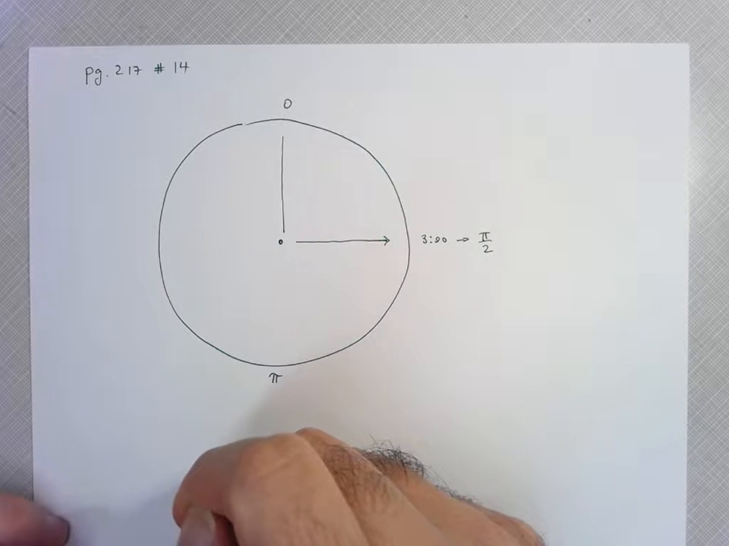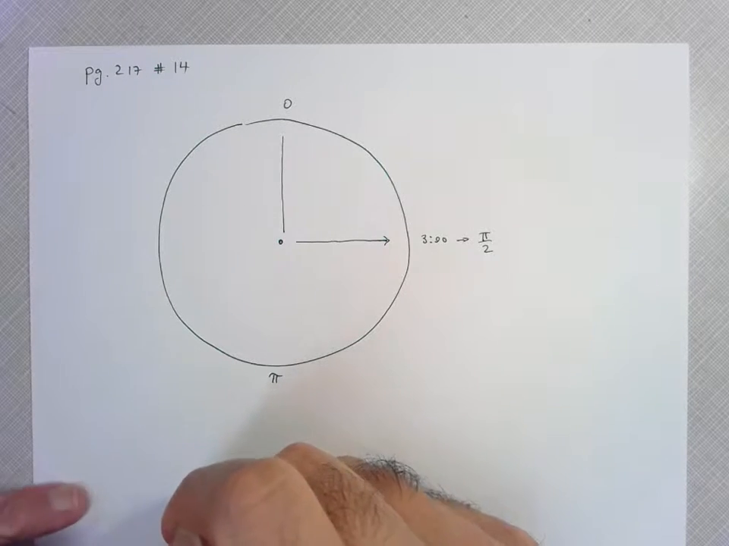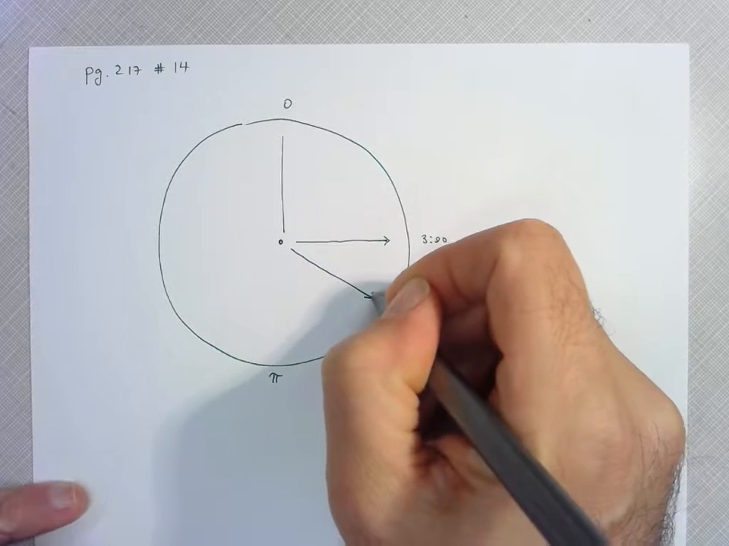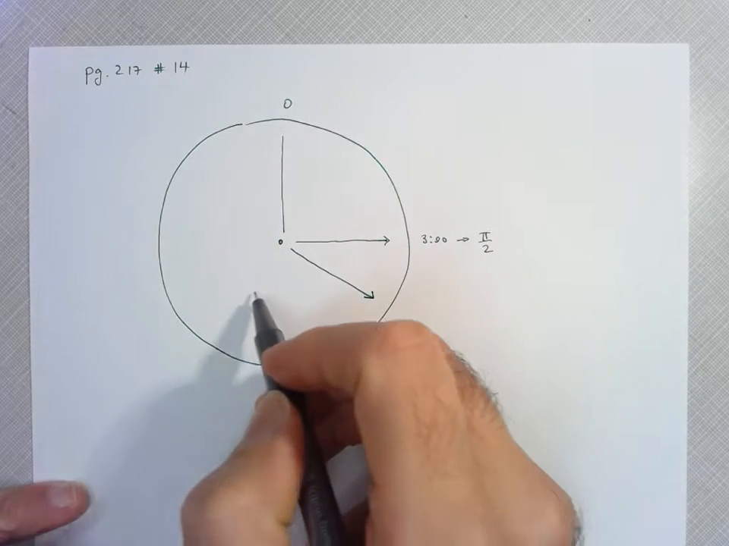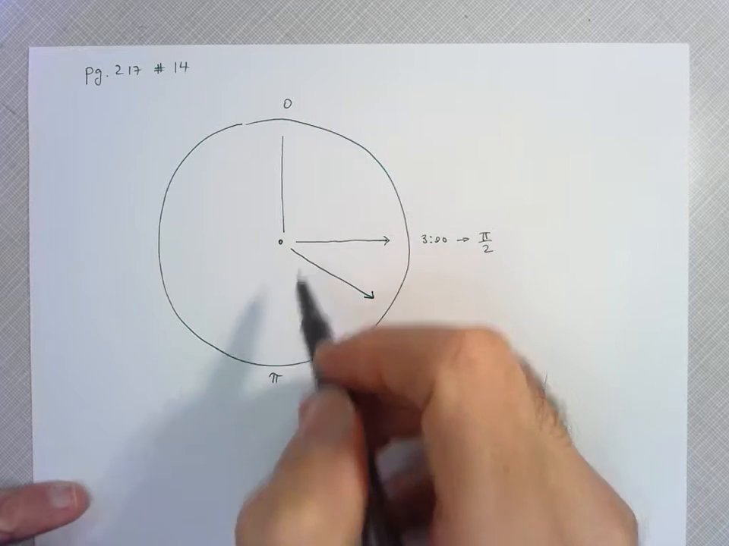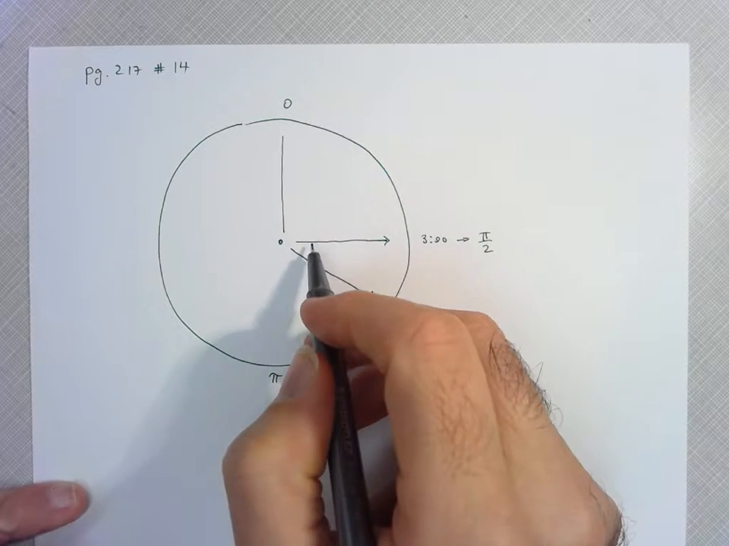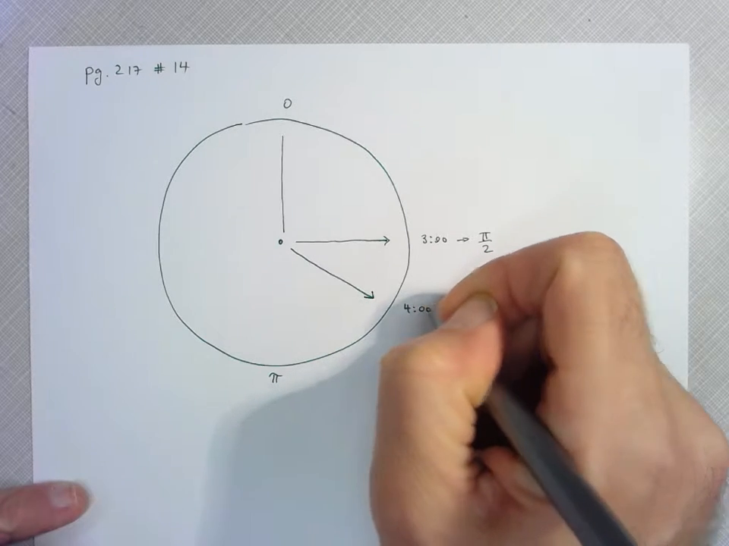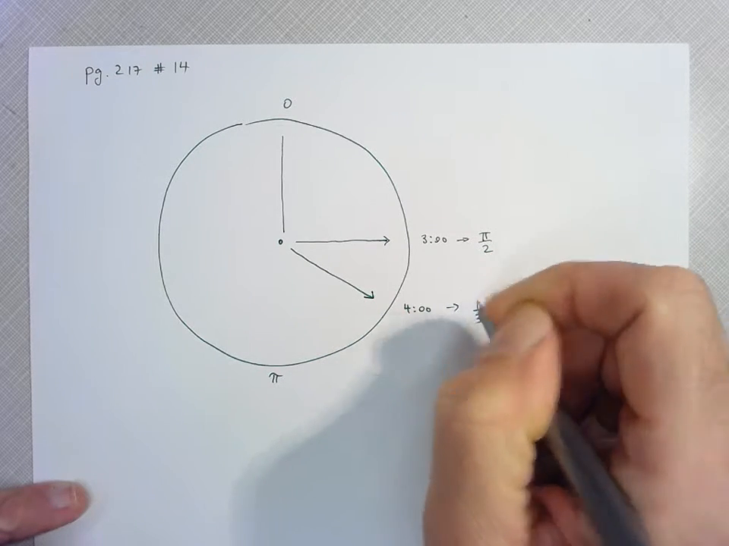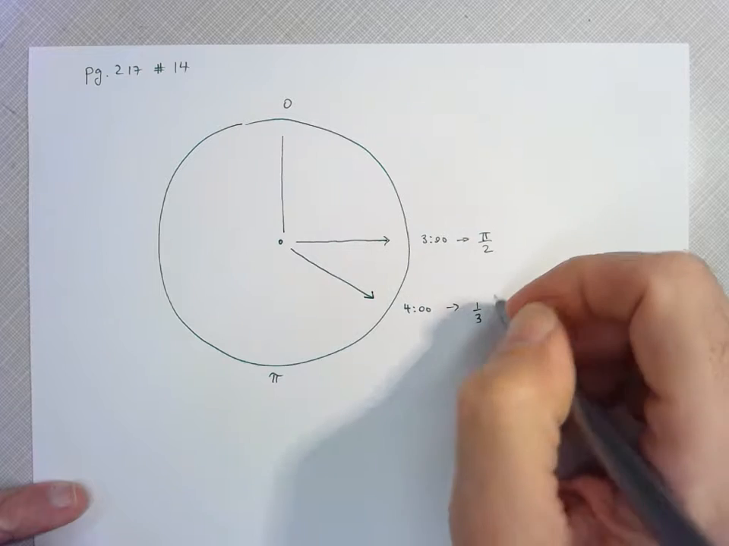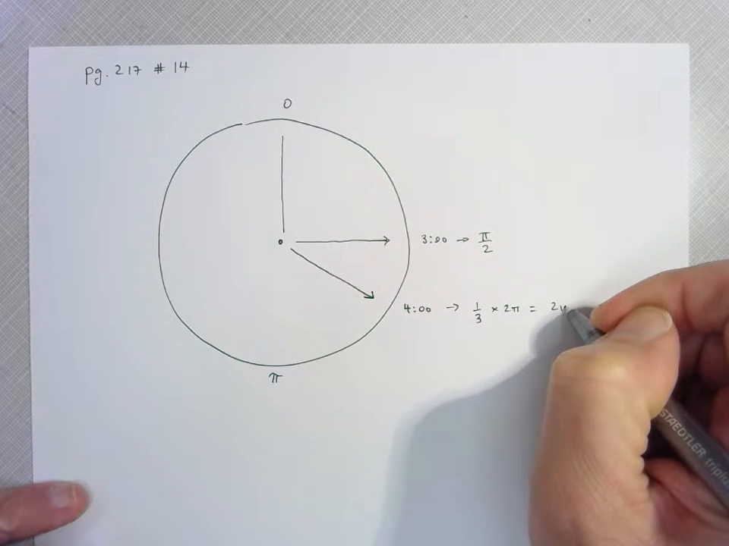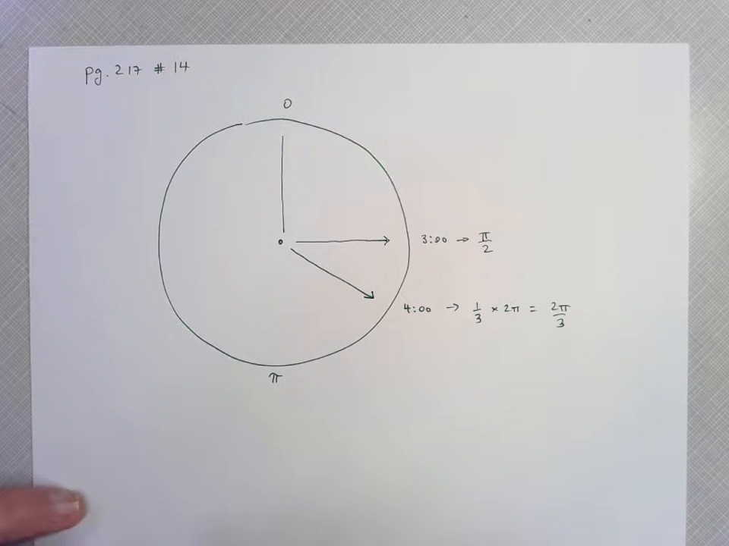So in B it says, what radian time corresponds to 4 p.m.? Okay, so 4 p.m. will be somewhere here. If it takes 12 to go all the way around, 4 p.m. is just going to be 1/3 of the way around. So 4 p.m. will just be 1/3 of a whole turn, which is 2 pi. So that gives us 2 pi over 3. So there's our radian time. Okay, let's move on to the next one.